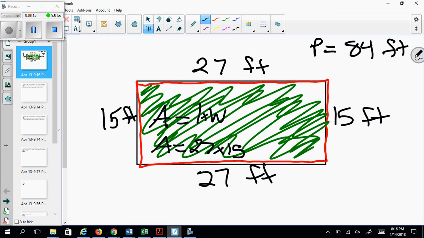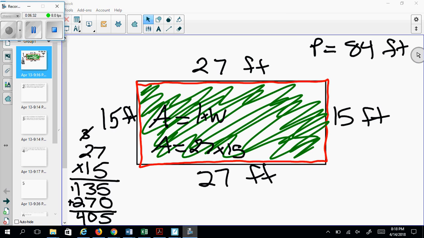Now again, if you need help with double-digit multiplication, you're going to need to go back to that video on multiplication and then get your review in. You can come back right here and you're fine. But if you're good, then we're going to go ahead and multiply. Whenever you multiply 27 times 15, the area is going to be 405 square feet. So here we're going to write the area is 405 square feet.